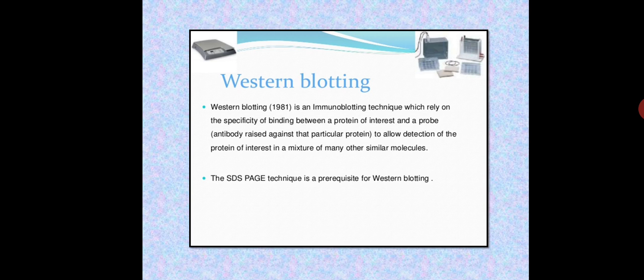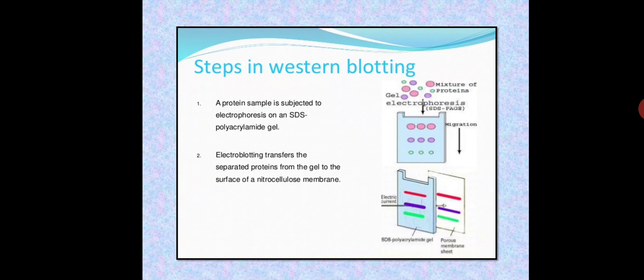Secondly, this technique uses a different electrophoresis. Just as Southern and Northern blots used agarose gel electrophoresis, in this technique SDS-PAGE is involved, that is sodium dodecyl sulfate polyacrylamide gel electrophoresis. Let's start with the procedure or steps. It is used to identify protein in the cell or protein expression in the cell, and it can detect a very minute amount of protein present in the sample.